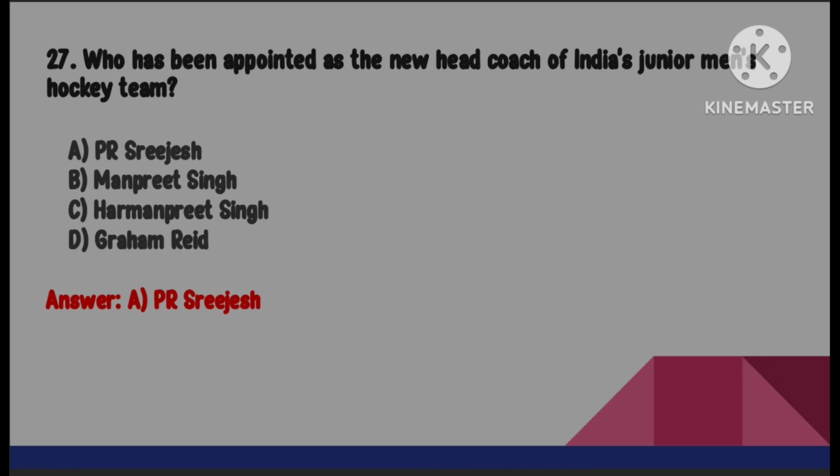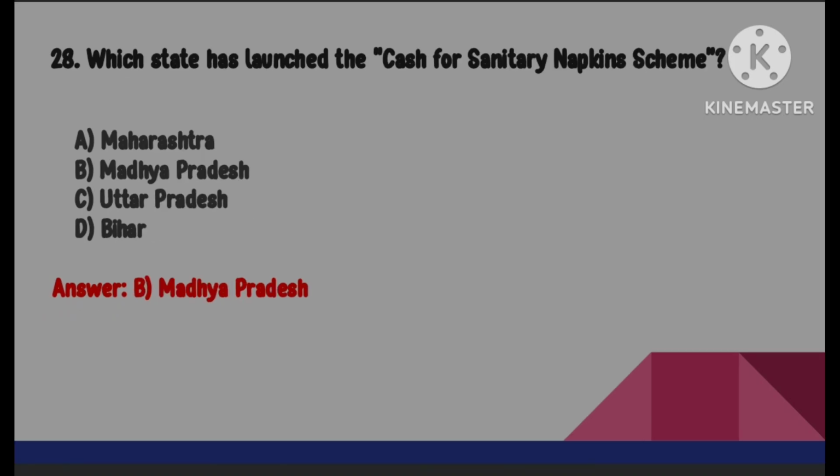Option A, PR Srijesh. Option B, Manpreet Singh. Option C, Harmanpreet Singh. Option D, Graham Reid. And the right answer is option A, P.R. Srijesh. And the next question is, which state has launched the Cash for Sanitary Napkins scheme?